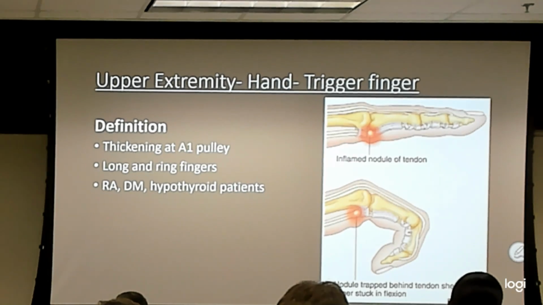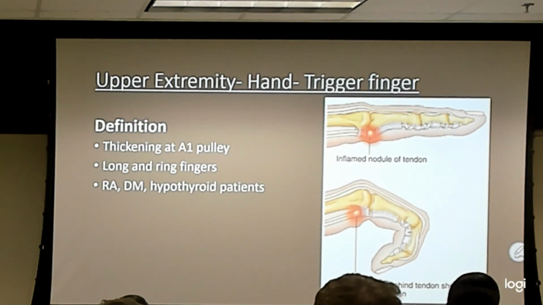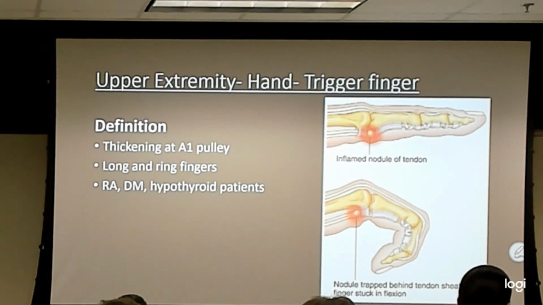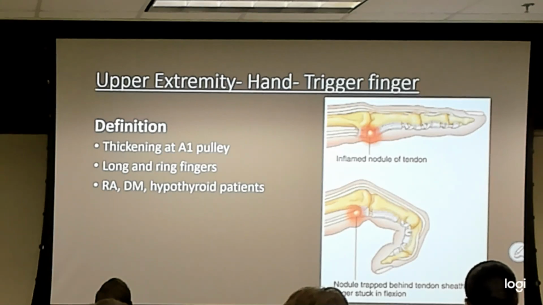So they are numbered 1 through 5, so 1's here at the palm. So this is a thickening of the A1 pulley, annular 1 pulley, which is just distal to your distal palmar crease. Most commonly happens in your ring and long fingers. Poor ring and long fingers. Things that can worsen the chances of a patient developing this: rheumatoid arthritis, diabetes, hypothyroid.